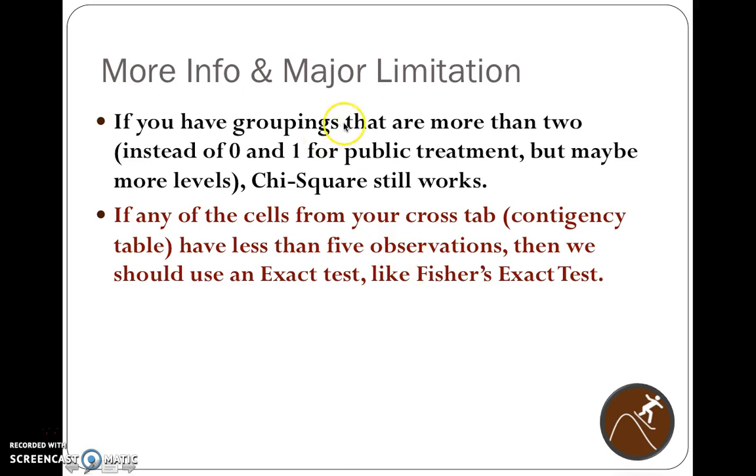So there's more information coming forward. If we don't have enough data, we might have to try something else. We might have to use Fisher exact test. And chi-square test can work if we've got more than just 0, 1. We could work it with 0, 1, and 2. So more's coming.